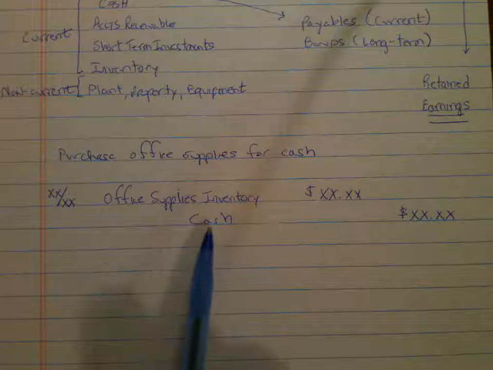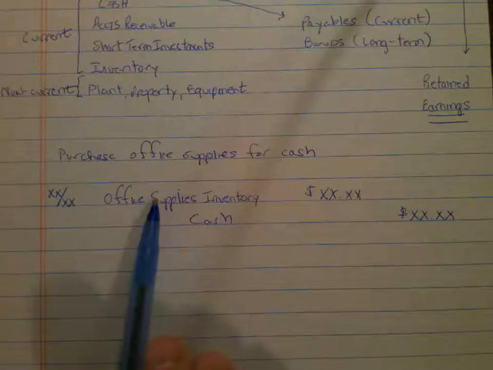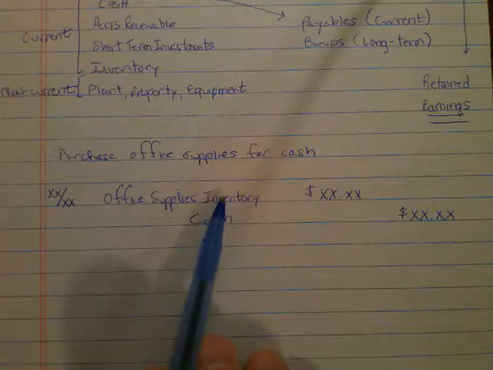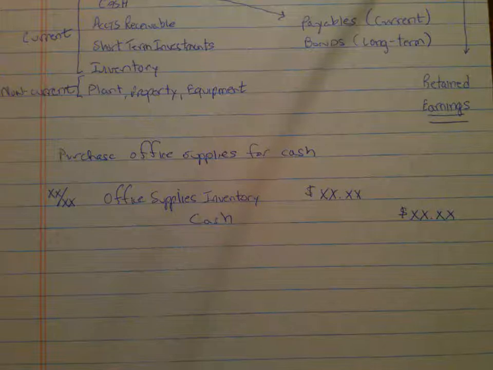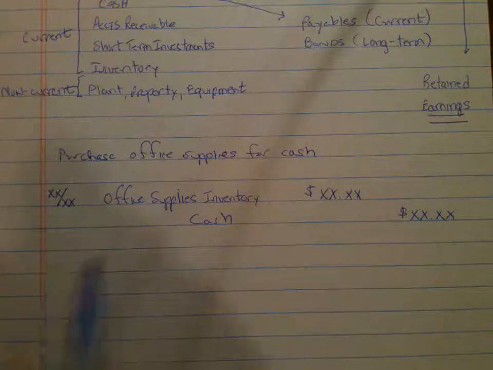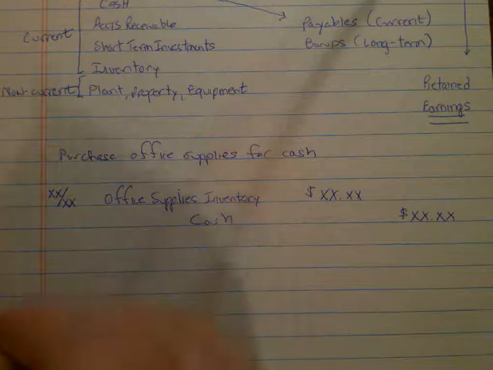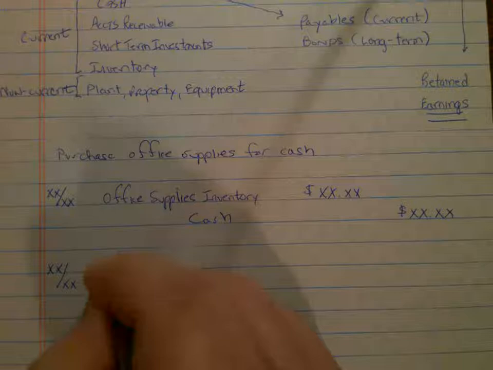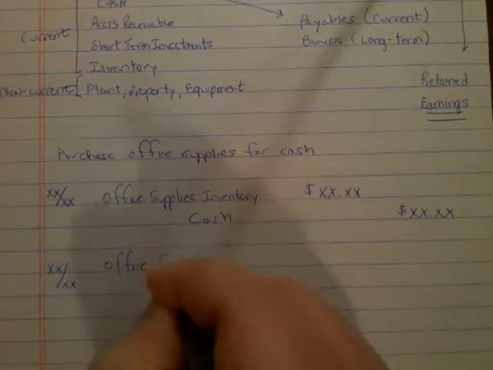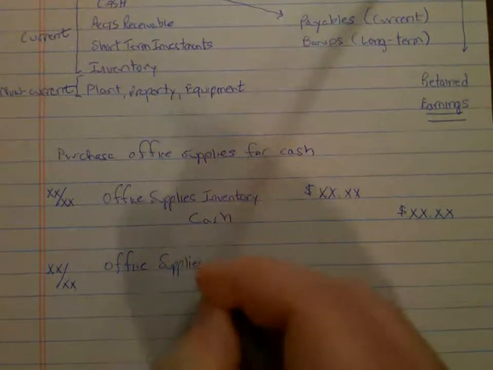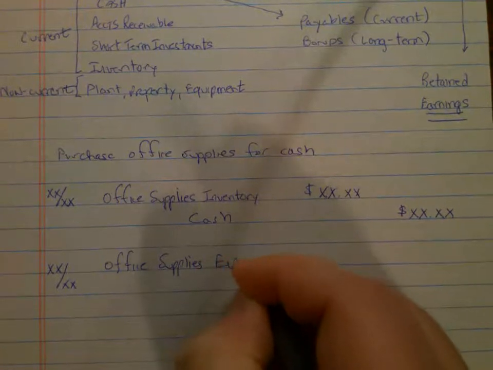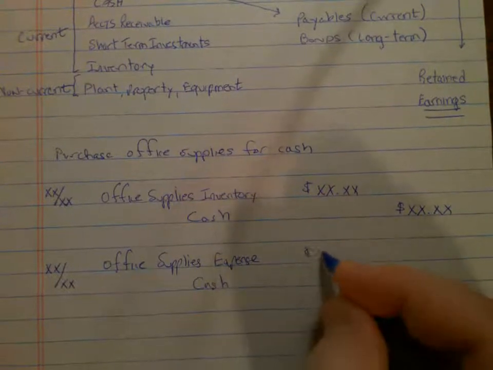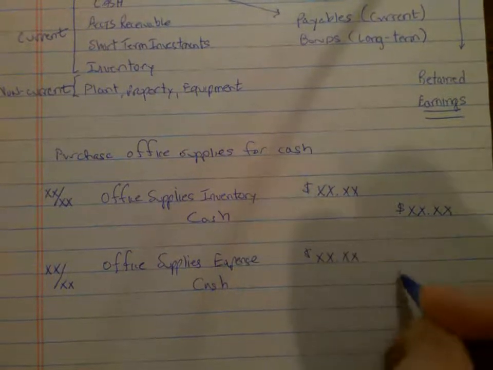So we have gone from being more liquid to less liquid, but this is a usable asset that we can use to generate revenues in the future. Okay. The other way you can do this is supplies inventory. The other way that a small business might look at this is they may just say office supplies expense. I wouldn't say this is the preferred way to do it, but it is one way that a company will do it. And I'll explain to you the difference here.